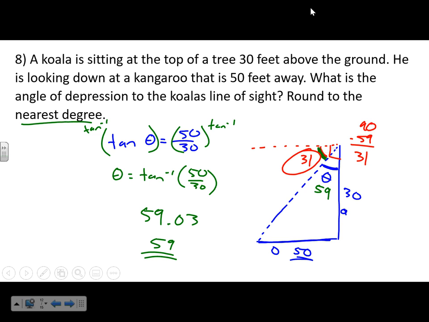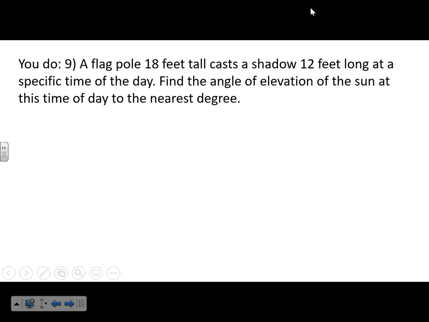So now I have two of them that you guys can do. Again, one's elevation, one's depression. Pause this, do it on your own, then watch this. A flagpole is 18 foot tall. It casts a shadow that's 12 feet long at a specific time of day. Find the angle of elevation of the sun.